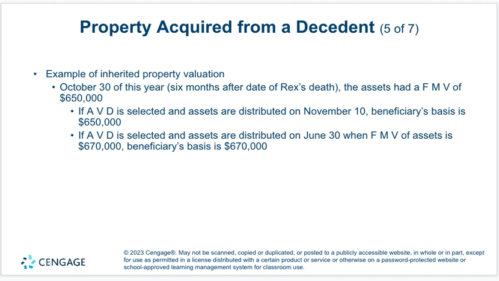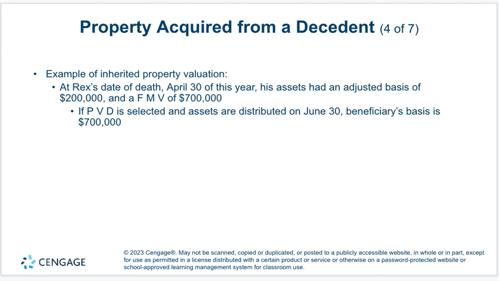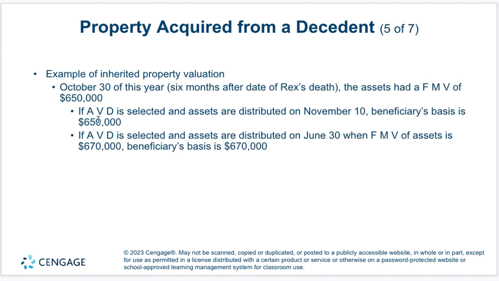If it's selected but the assets are distributed on June 30th when the fair market value is $670,000, then the basis would be $670,000. So it's still less than the $700,000, but it's based on whichever came sooner. And since the assets were distributed on June 30th, they have to use that date, even though a few months later in November it would have been less.